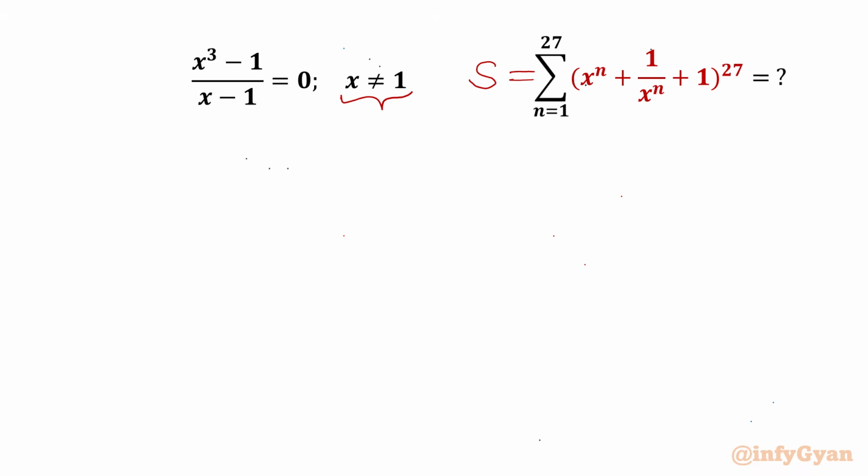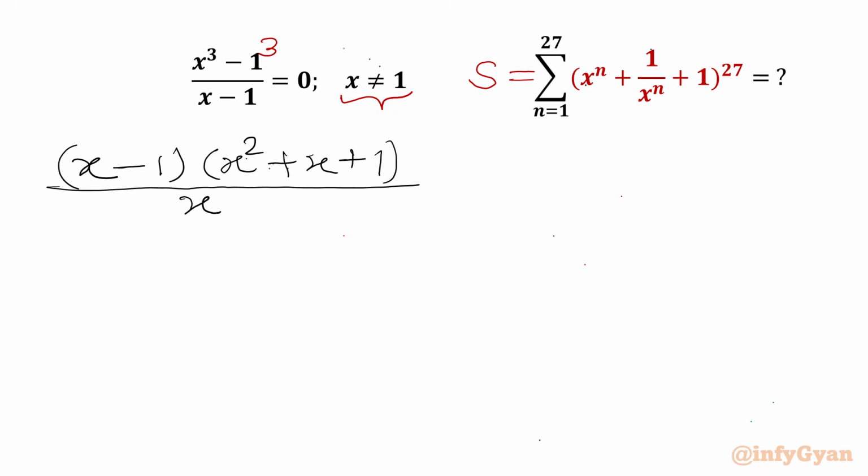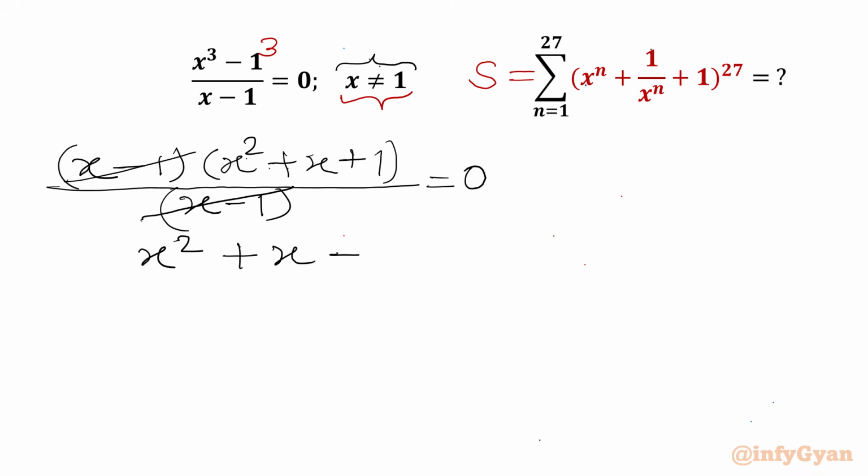So let's get started by writing the formula of a cube minus b cube in the numerator. We can write the expansion as (x minus 1) times (x square plus x plus 1). In the denominator, x minus 1. RHS is 0. Now x cannot be equal to 1, so we can cancel x minus 1 from the numerator and denominator. We will write x square plus x plus 1 equal to 0.